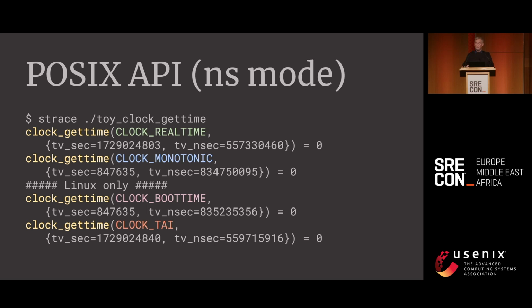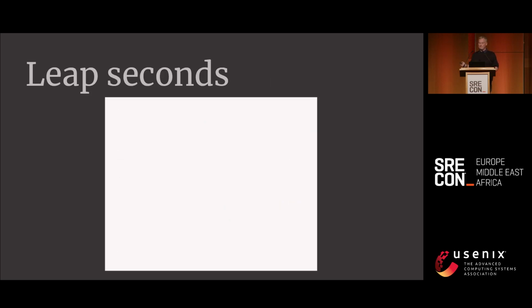clock_gettime not only deals in nanoseconds, but pushes the boat out by exposing different clocks. The POSIX-defined ones are CLOCK_REALTIME and CLOCK_MONOTONIC. Real time is the normal clock, but monotonic is just a counter since boot, which never jumps backwards. Linux goes further, offering CLOCK_BOOTTIME, which advances during sleep, and CLOCK_TAI, which includes leap seconds.